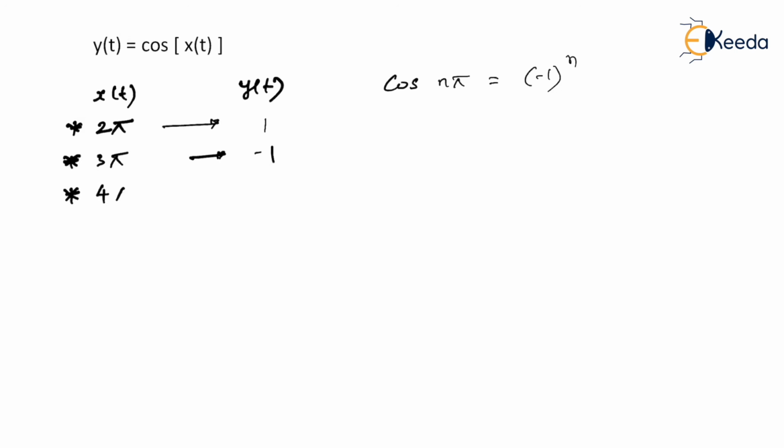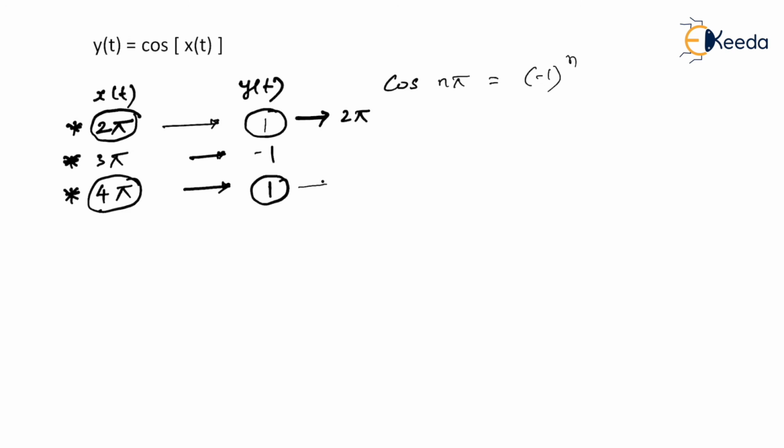Let me try one more. Let's say x of t equal to 4 pi. Then again, since 4 is an even number, cos n pi will become positive 1. Again, you will get 1. Again, there is a problem. For 2 pi also, you are getting 1. And for 4 pi also, you are getting 1. So by using this 1, you cannot have another system. For this one, it is going to produce result as 2 pi, and for this one it will produce result as 4 pi. We cannot design such a system, right?